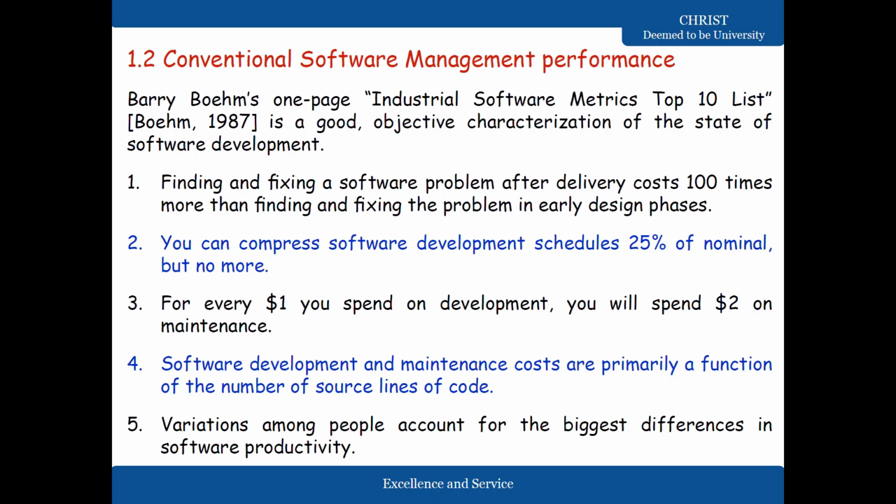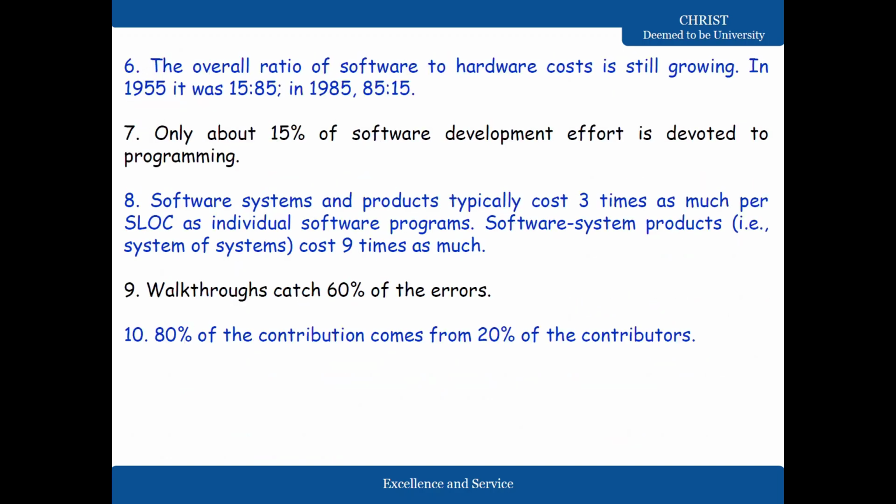Finding and fixing a software problem after delivery costs 100 times more than finding and fixing the problem in early design phases. The second point is you can compress software development schedules 25% of nominal, but not more. The third point is for every $1 you spend on development, you will spend $2 on maintenance. The fourth point is software development and maintenance costs are primarily a function of the number of lines of code. The fifth point is variations among people account for the biggest differences in software productivity. The sixth point is the overall ratio of software to hardware costs is still growing.